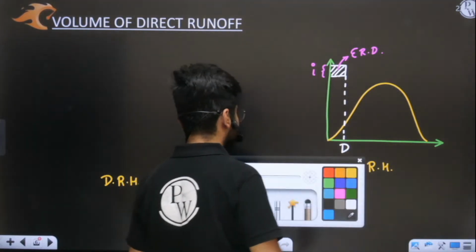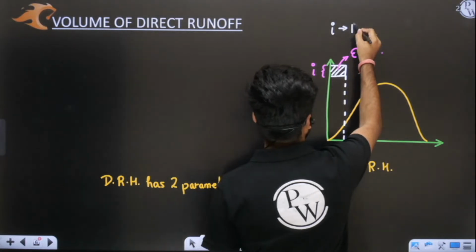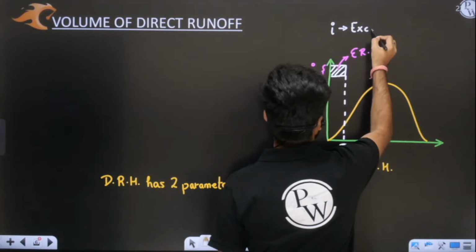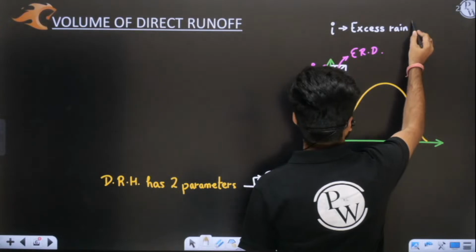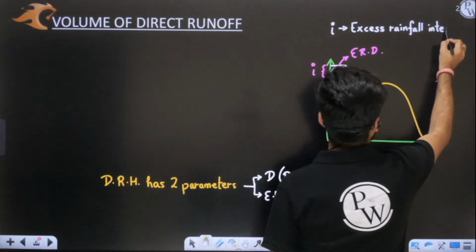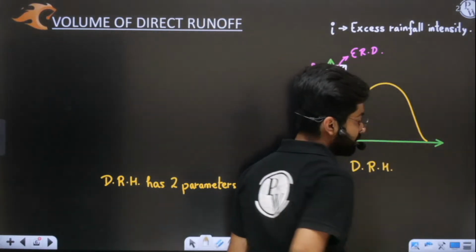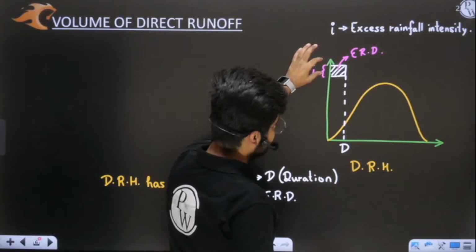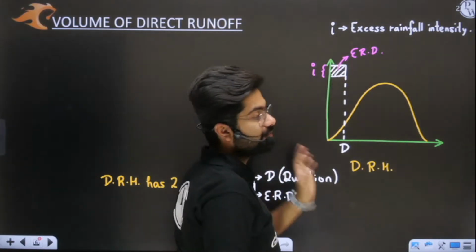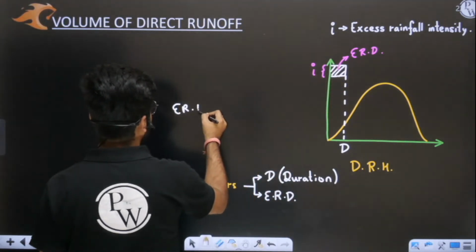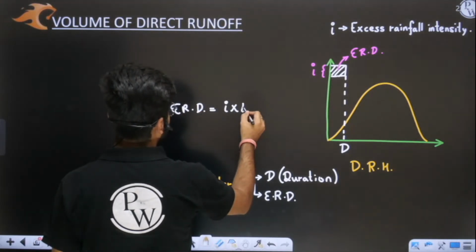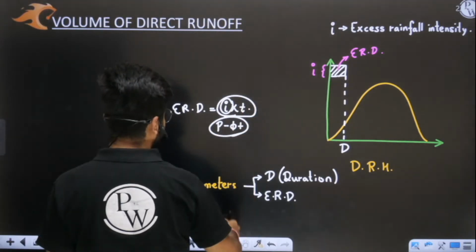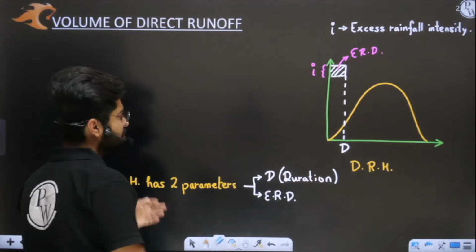I will be representing here excess rainfall intensity. So this is indicating intensity here, this is duration of rainfall, and the area will be effective rainfall depth. So if I want to find the effective rainfall depth area, I can multiply effective rainfall depth intensity into time, and this effective rainfall depth intensity will be P minus phi t. If you want to find this, you can do P minus phi t. Simple. We'll take up different examples with the help of which we will be able to solve it.